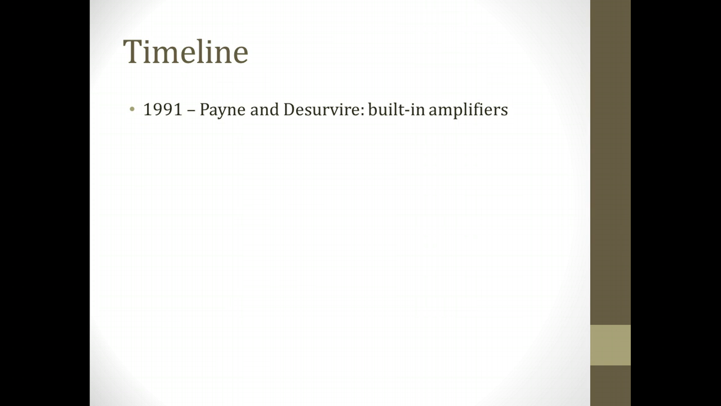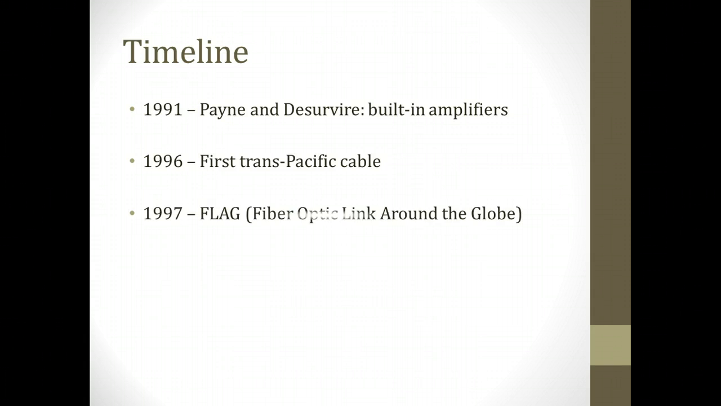In 1991, optical amplifiers that are built into the cabling itself were invented by Payne and Desurvire. The system was able to carry 100 times more information than cabling with electronic amplifiers. In 1996, the first trans-Pacific all-fiber optic cable that uses all optical amplifiers was laid. And finally, in 1997, the FLAG, which stands for Fiber Optic Link Around the Globe, began the infrastructure for the internet.